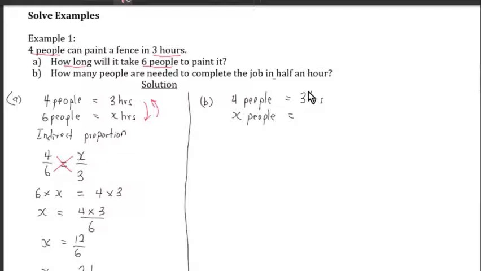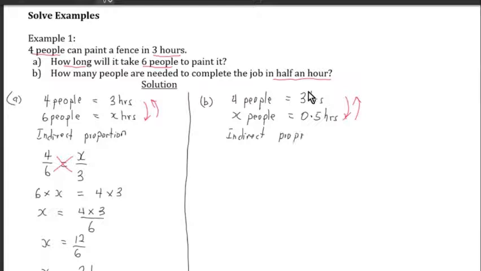Now half an hour is 30 minutes, but we don't necessarily need to change to minutes because we already have the first quantity in hours. So I'm just going to write the half an hour here, and I would prefer to write it as a decimal, which is 0.5 hours. So now I'm going to effect the change. I'm going to do a reciprocal on one of the ratios and indicate here that it is an indirect proportion.